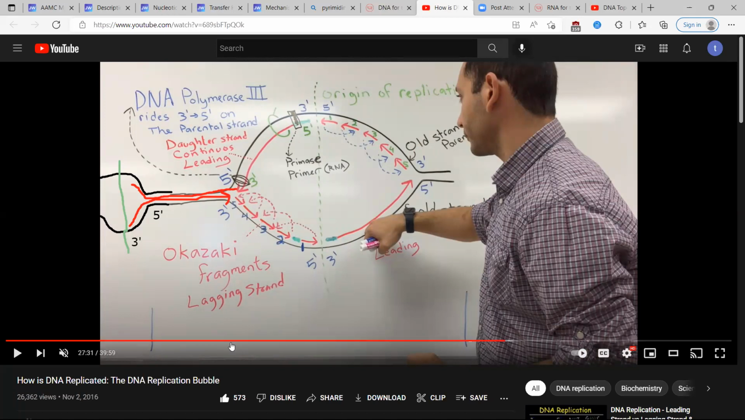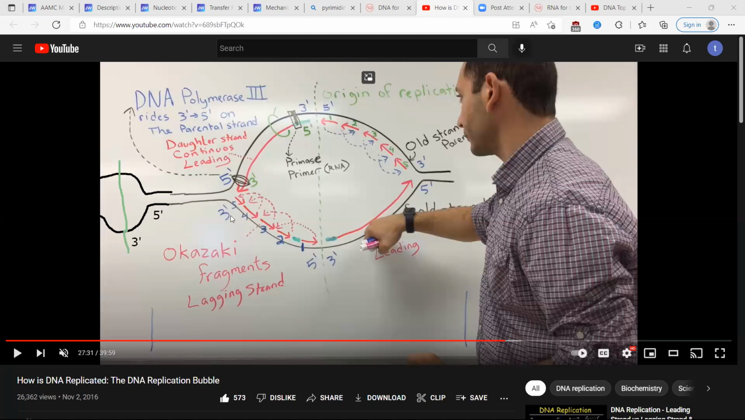The strand direction, sure. Let's see. The strand directions are this way. The DNA polymerase will read the parental strand, the line in black, from 3 to 5. We are always anti-parallel, never parallel. So if we're reading 3 to 5, then we are building 5 to 3. Okay, so that's the leading strand.